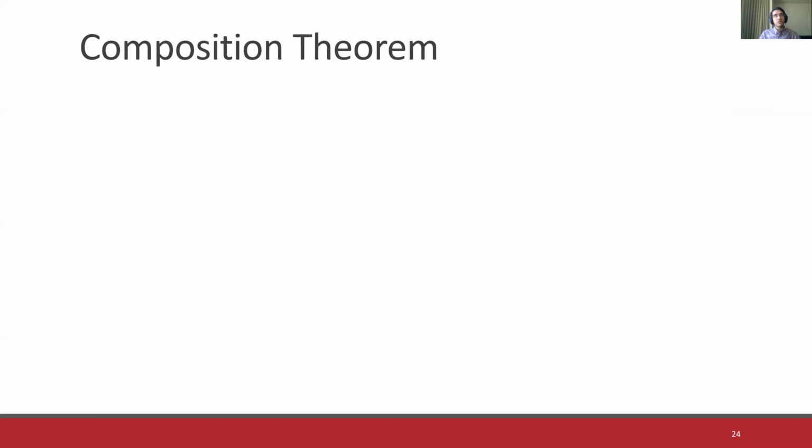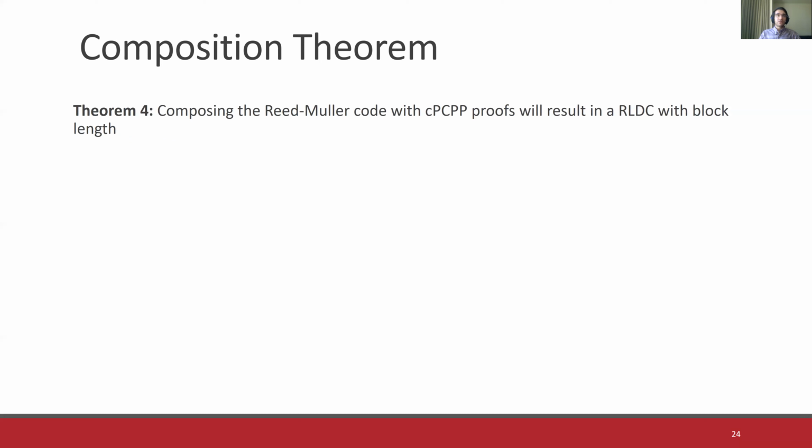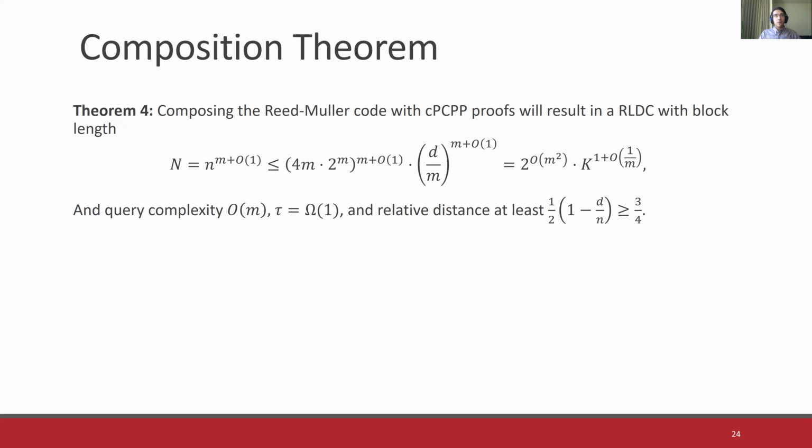And our composition theorem shows that composing the Reed-Muller code with CPCPP proofs will result in an RLDC with the following block length: 2 to the power O of m squared times k to the power 1 plus O of 1 over m, where query complexity is equal to O of m. And the decoding radius is Omega of 1, and relative distance is at least 3/4.